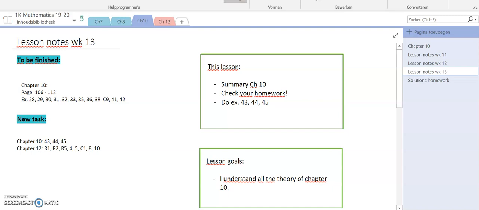So in this new video of this new week, we're going to start with chapter 10. For the new task, you need to make 3 exercises of chapter 10, but we're also going to start with chapter 12.